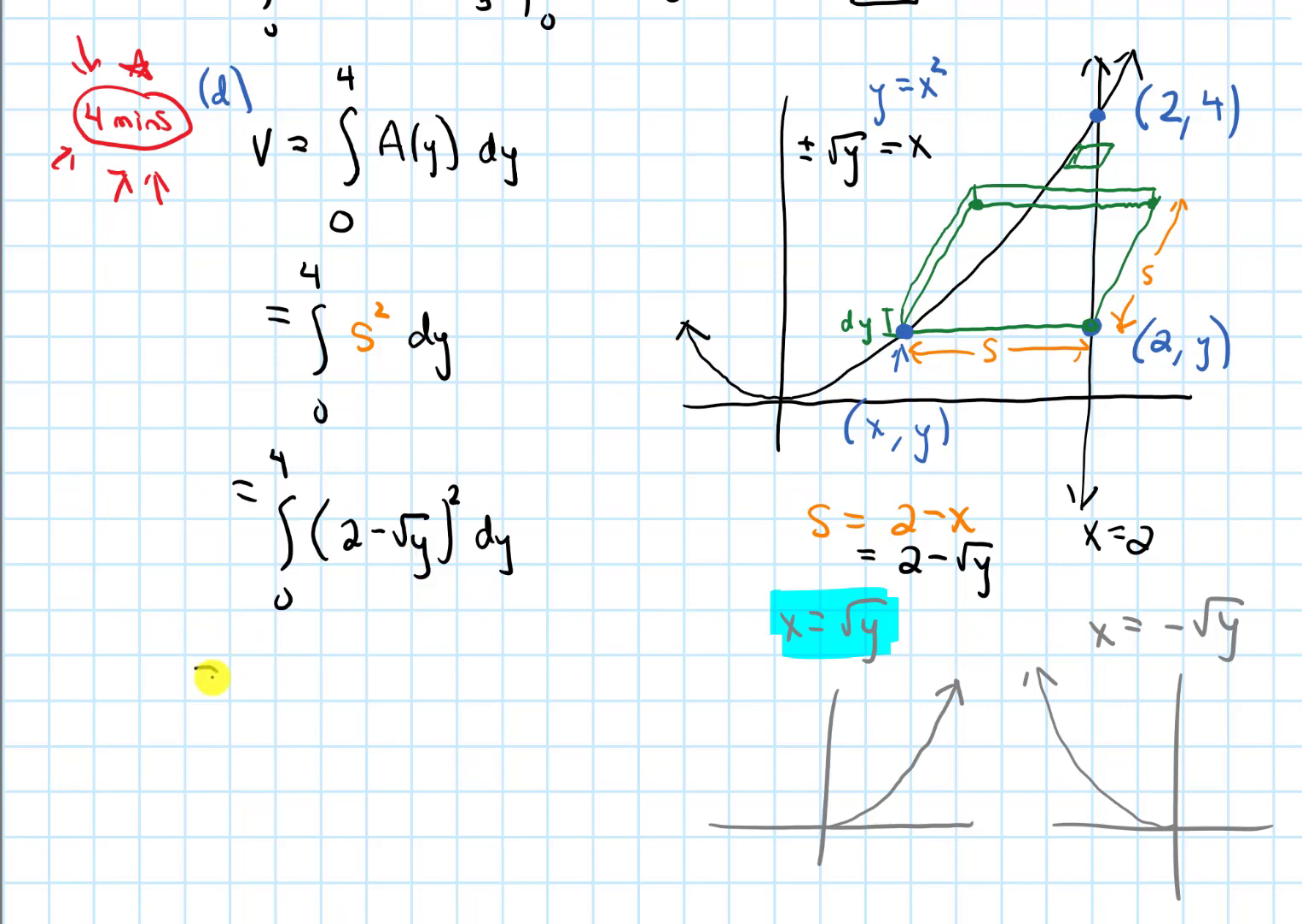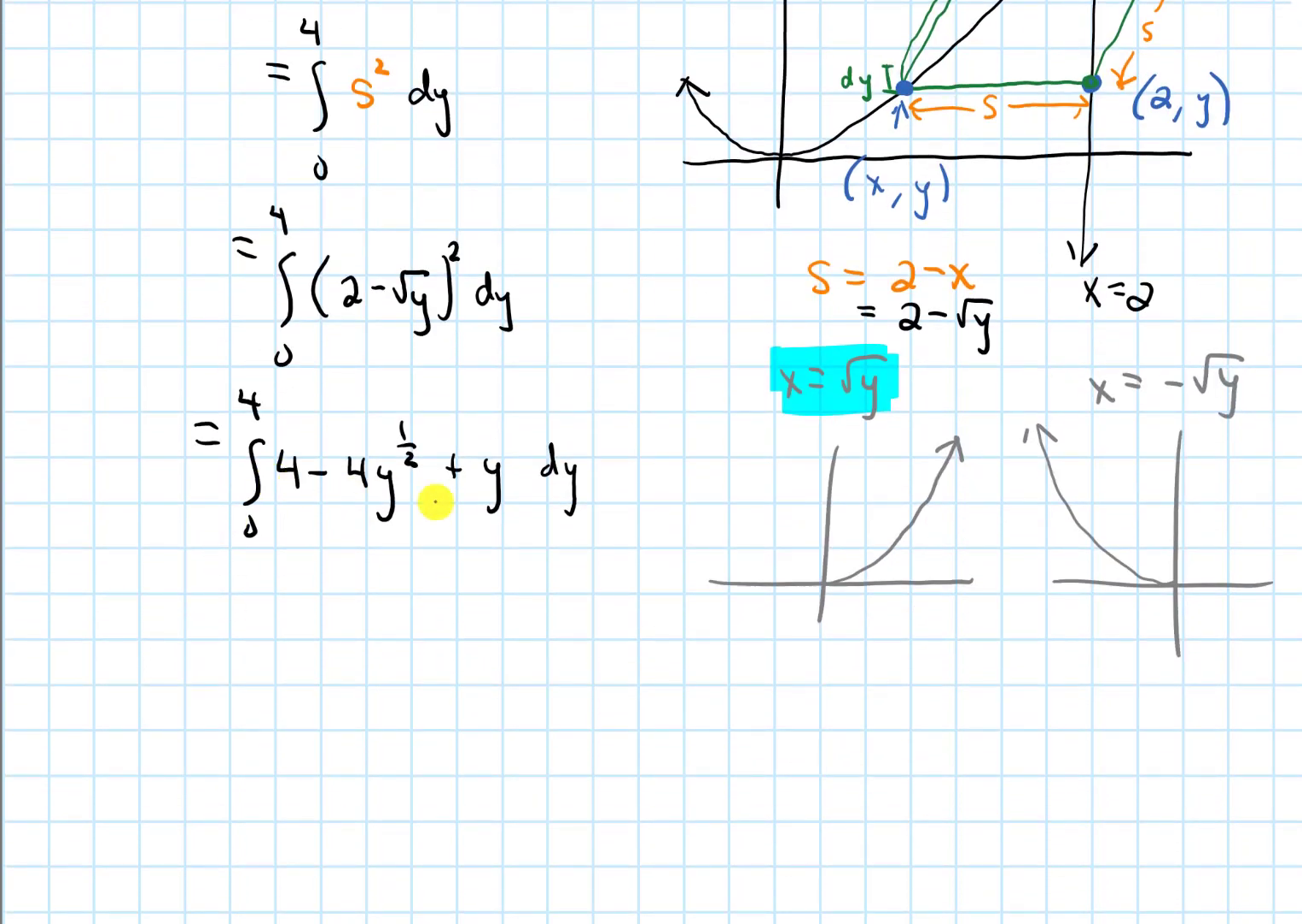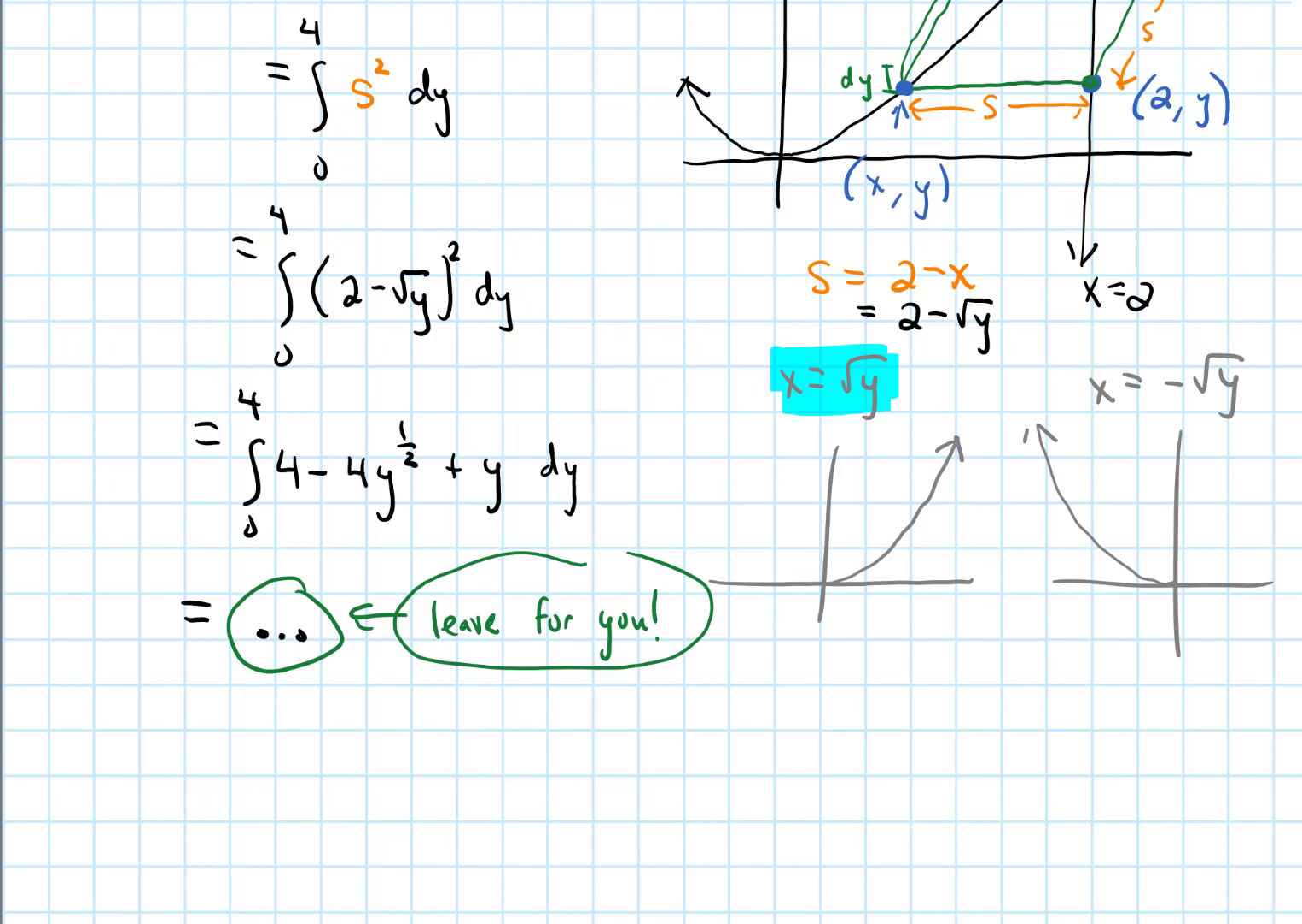From there, I get the integral from 0 to 4. I could expand this to get 4 minus 4 root y, which is 4y to the 1/2, and then plus y for the last term. From here, we'd be ready to do the antiderivative, plug in, and simplify. I'm going to just put dot, dot, dot, and I'll leave that for you. And I'll just tell you what you get at the end, which is going to be 8/3. And that's our answer.